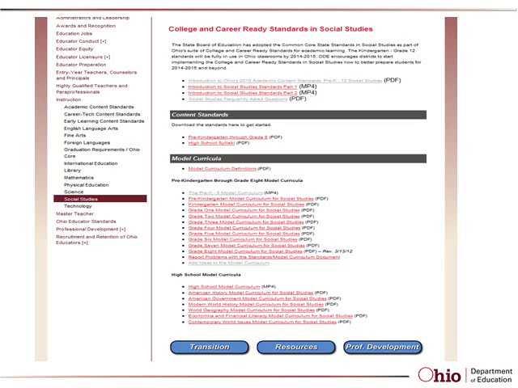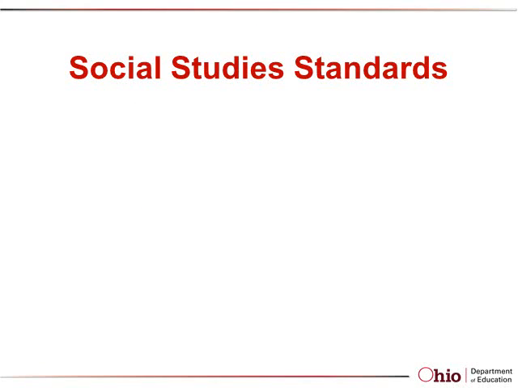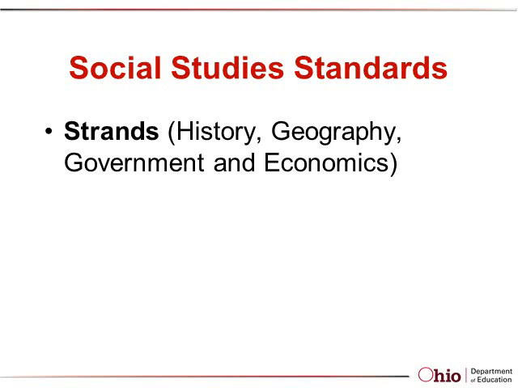The first step in transitioning to the new standards is to become familiar with the revised Social Studies Standards and Model Curriculum. The revised Social Studies Standards for grades pre-kindergarten to 8 are organized using the following components: strands, themes, topics, and content statements. The strands are the 4 disciplines within the social studies: history, geography, government, and economics. Themes are the focus for a particular grade level or the descriptive narrative of a high school course syllabus.